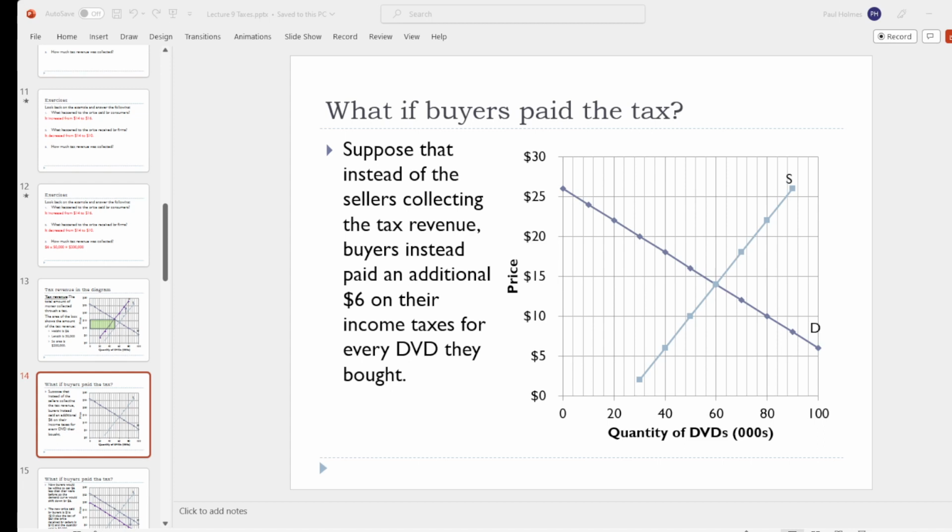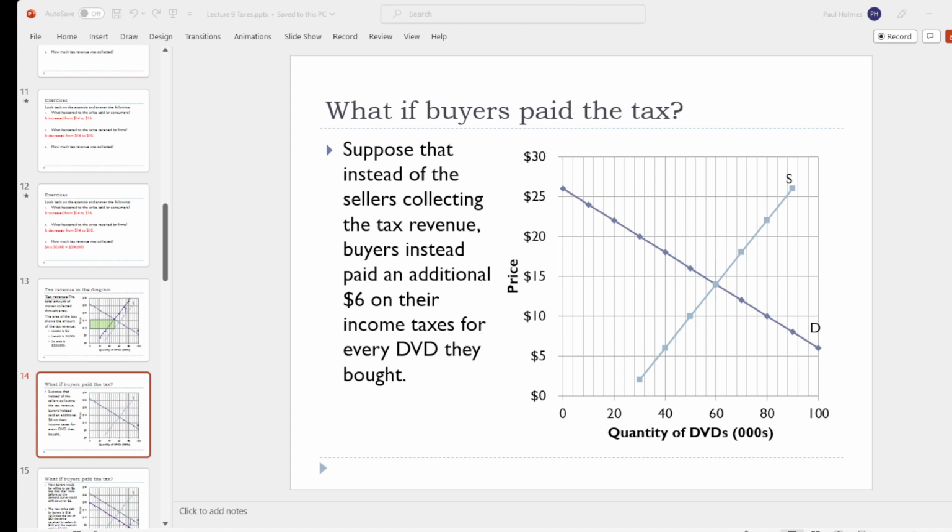So how would we show this on our graph? Well, we wouldn't move the supply curve anymore. Instead, we'd be thinking about moving the demand curve. And the reason for that is that we want the price that's listed, if you like, on this diagram to be the money that's changing hands between the buyers and the sellers. And so the buyers are not going to end up paying the tax to the sellers, they're going to end up paying it to the government instead.